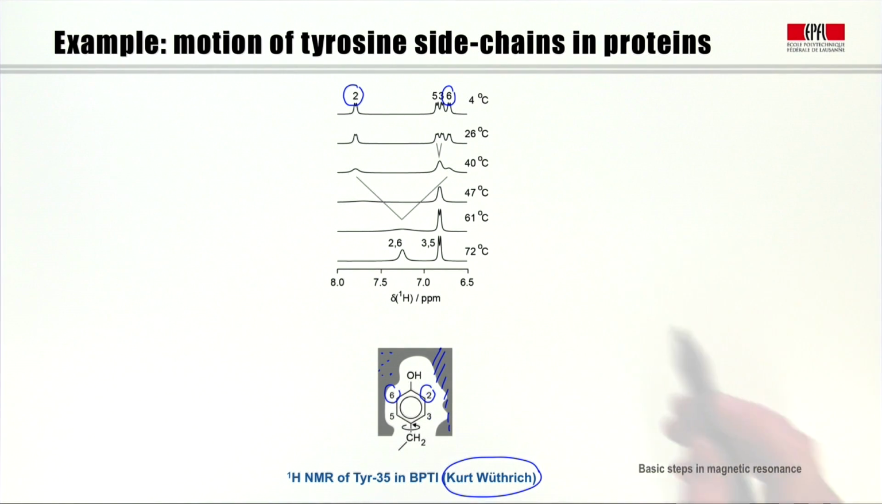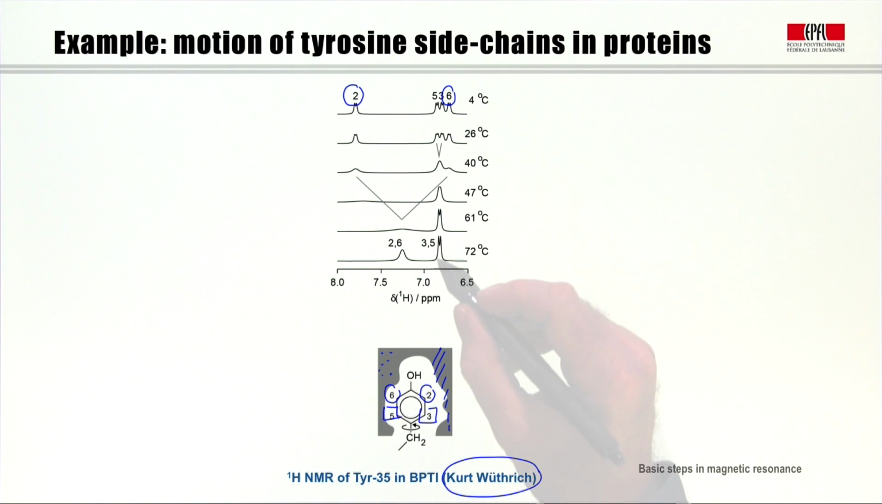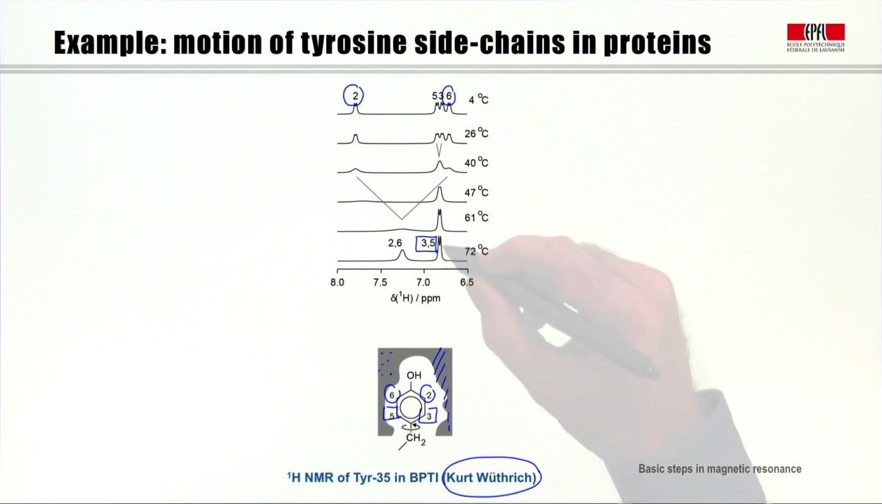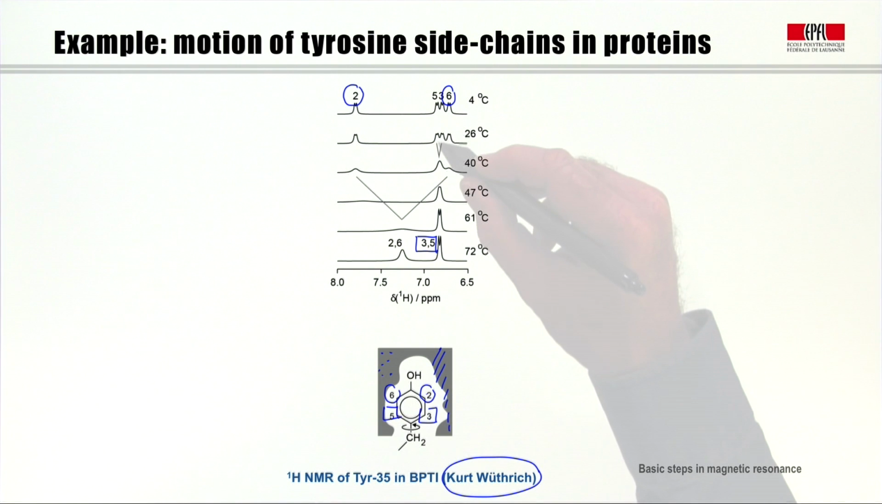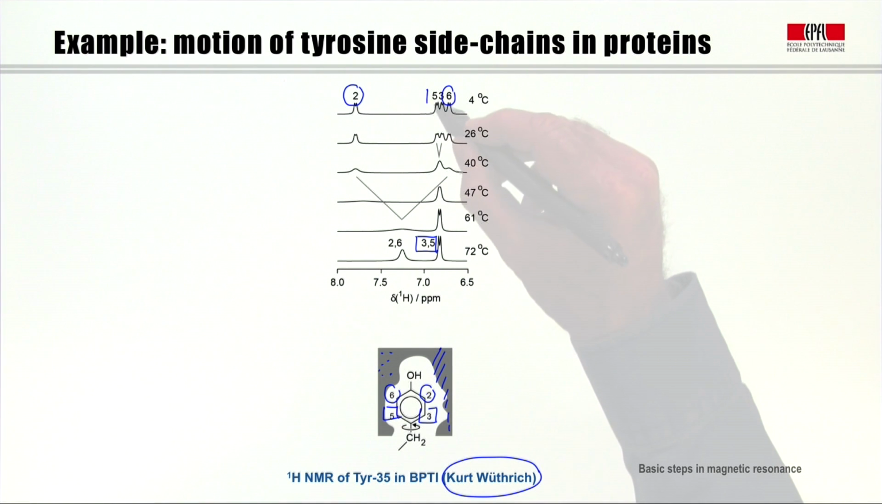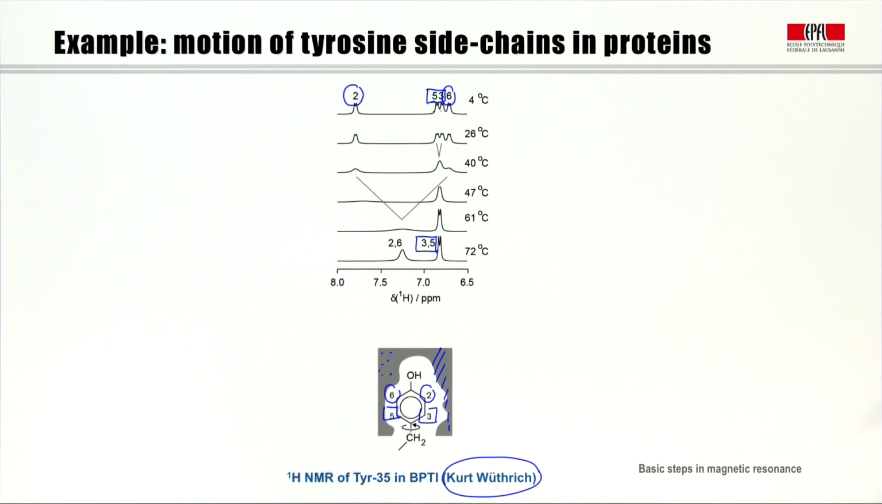Something similar happens if we look at protons 3 and 5, so those are the 2 in ortho position, which I've now put in a square box. So at high temperature they are essentially degenerate. The doublet structure, as I said, is irrelevant now. And when you go to lower and lower temperature, they broaden and they split up into 2 distinct resonances, 5 and 3 here, 2 distinct doublets.